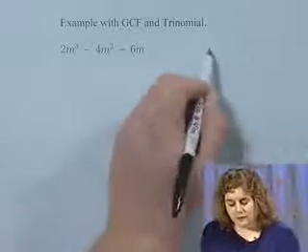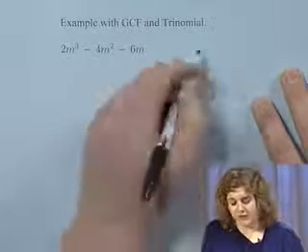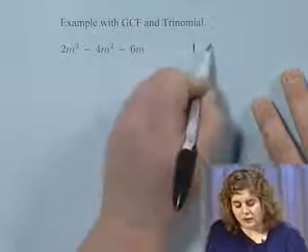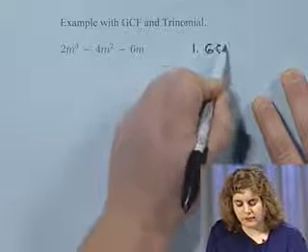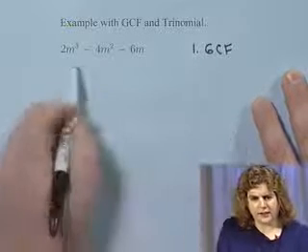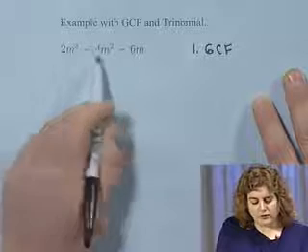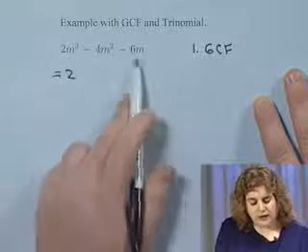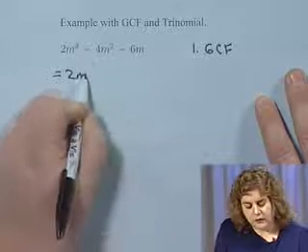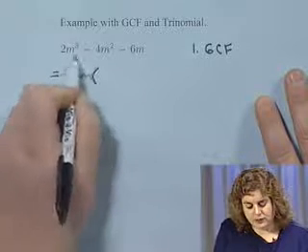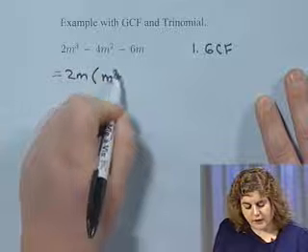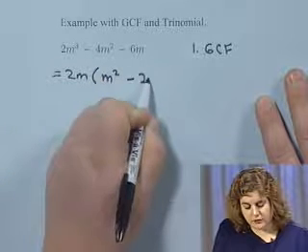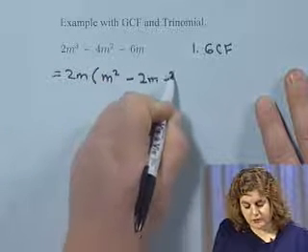When we do problems like this, or any factoring problem, we always want to look for a greatest common factor first. That's our first step. So looking at this, we have a 2 that's in common, so we can pull out a 2. We also have the variable m. So taking out a 2m, we're going to be left with m squared minus 2m minus 3.